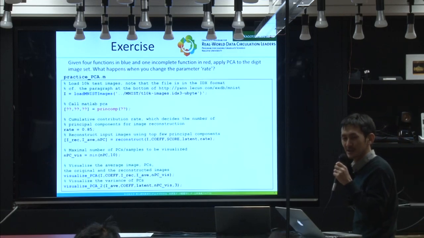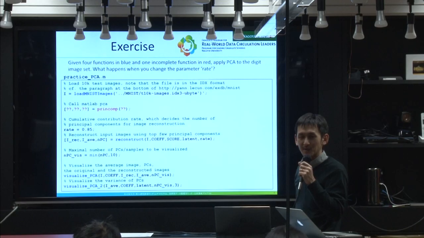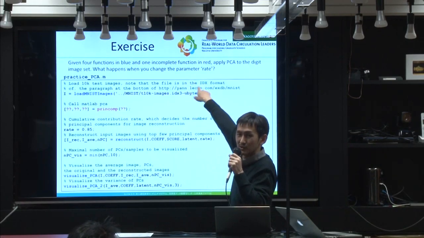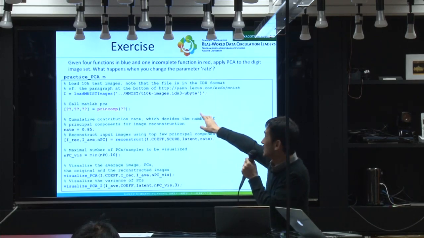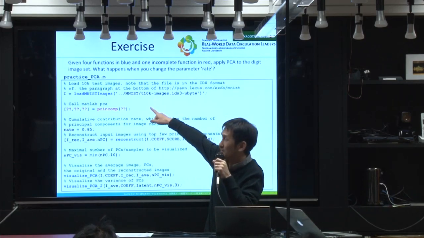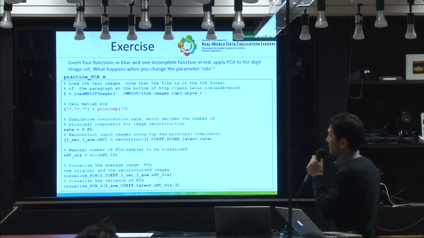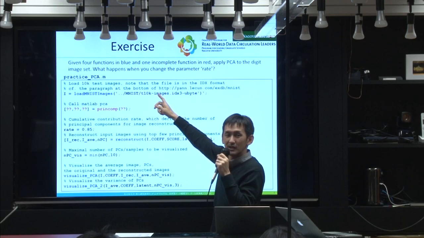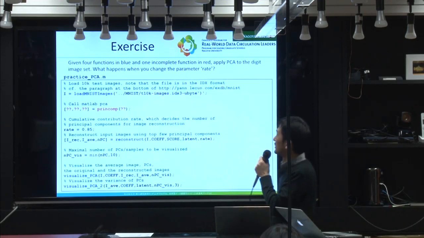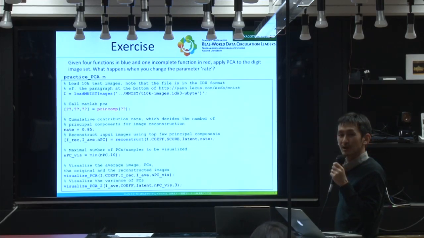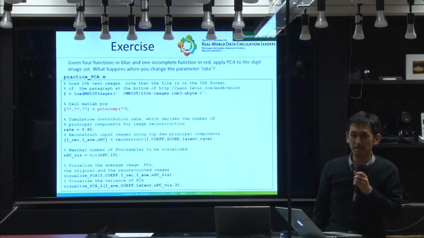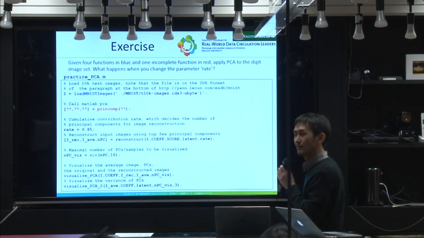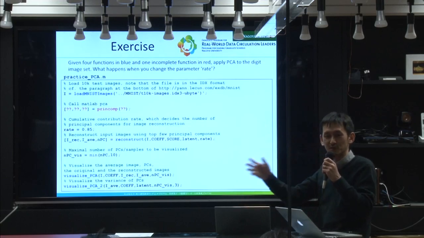So now I will explain this code briefly. First part, you load 10K test images using this line, the load mnist images function. So please confirm the data set in this folder. You don't need to open this file.